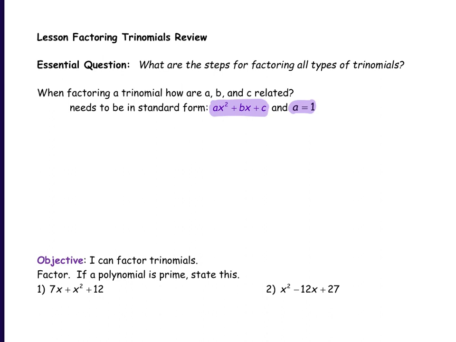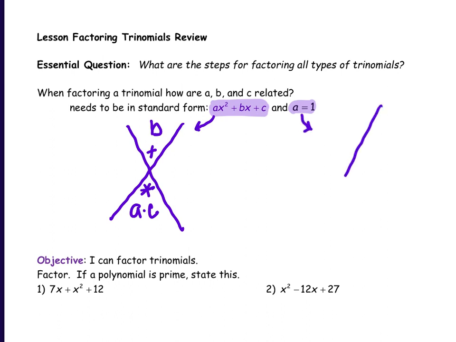For anything, this is what I do. I make a little cross, or X, and I need two numbers that multiply to be A times C and add to be B. So this is in general what I'm going to use. When A equals 1, it's even simpler than that. It becomes add to be B, multiply to be C. This is only when A equals 1.